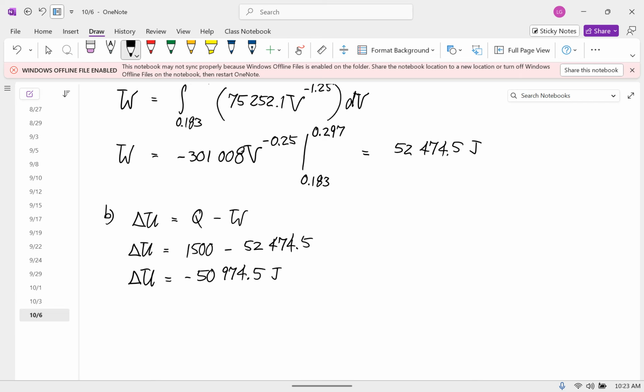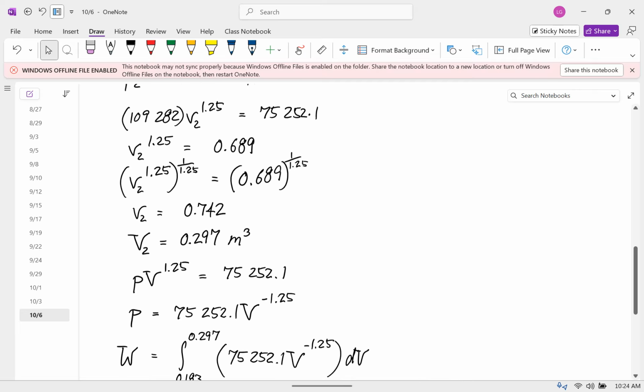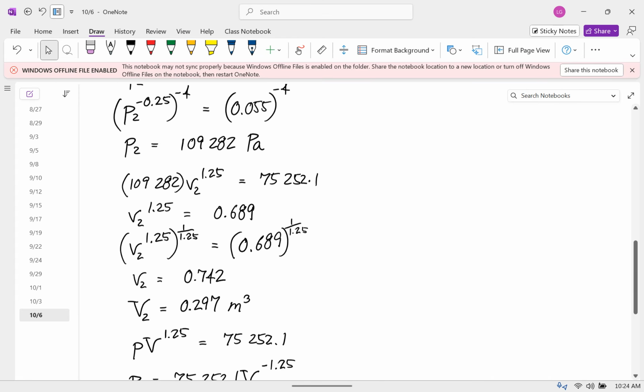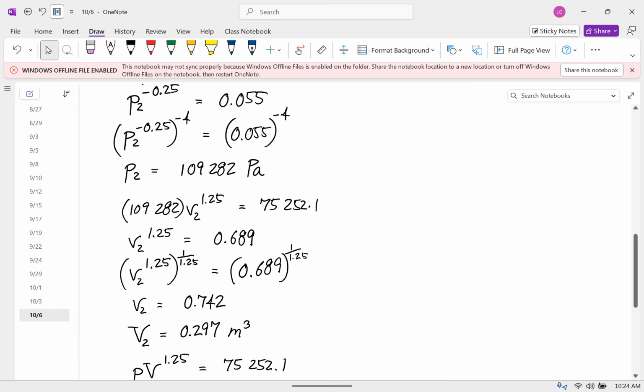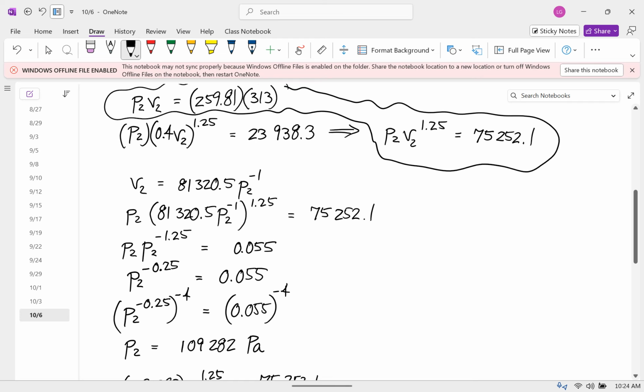Professor. Yep. So the PV equals RT, that's using the specific volume. But PV to the 1.25, the polytropic, that's using the actual volume. Right. So what was our C constant value? 75,252.1.